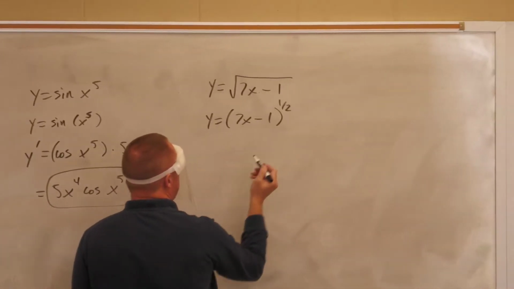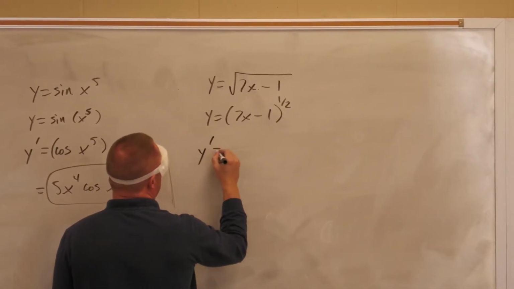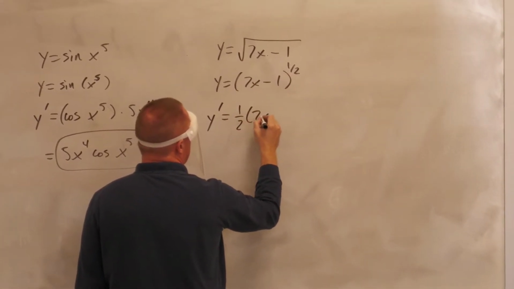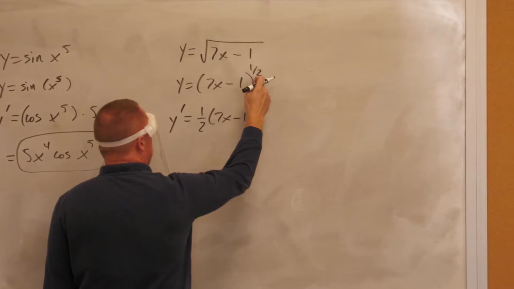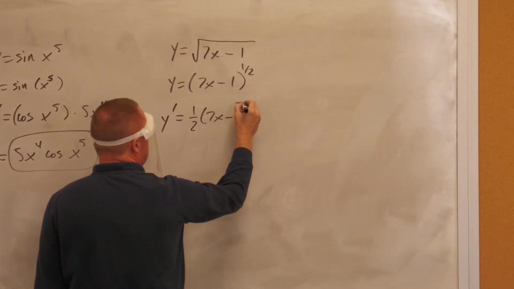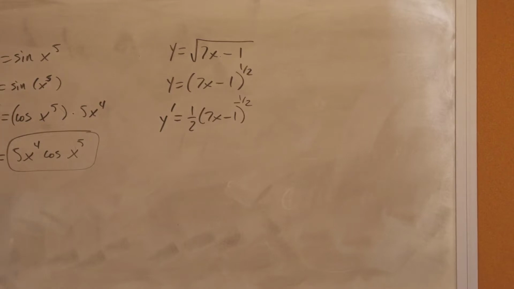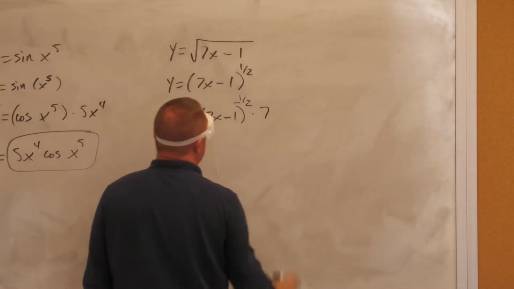So take care of the power first with the power rule. So 1/2 times 1 is 1/2. Subtract 1 from the exponent. 1/2 minus 1 is negative 1/2. Okay? So that's the outside. Now the inside function is 7x minus 1. What's the derivative of 7x minus 1? 7. Multiply by 7. There you have it.